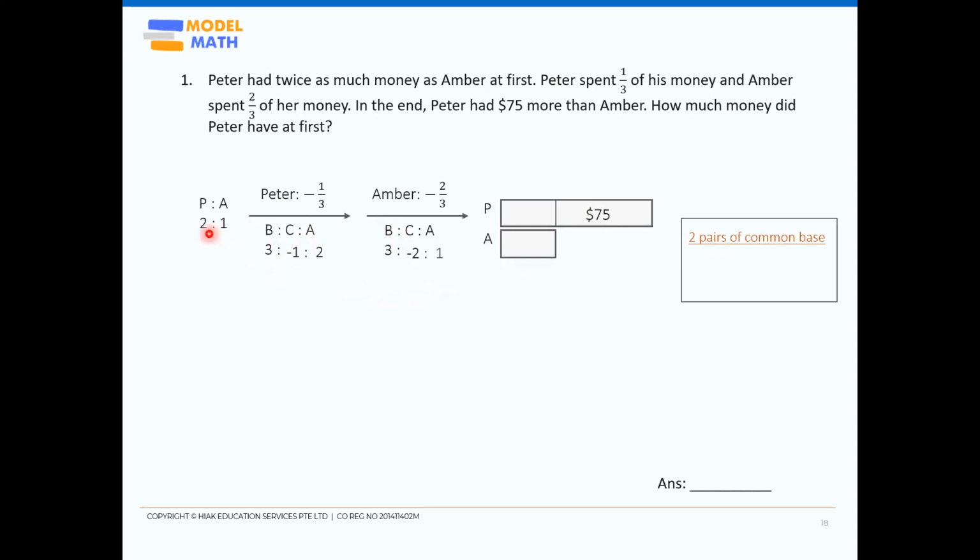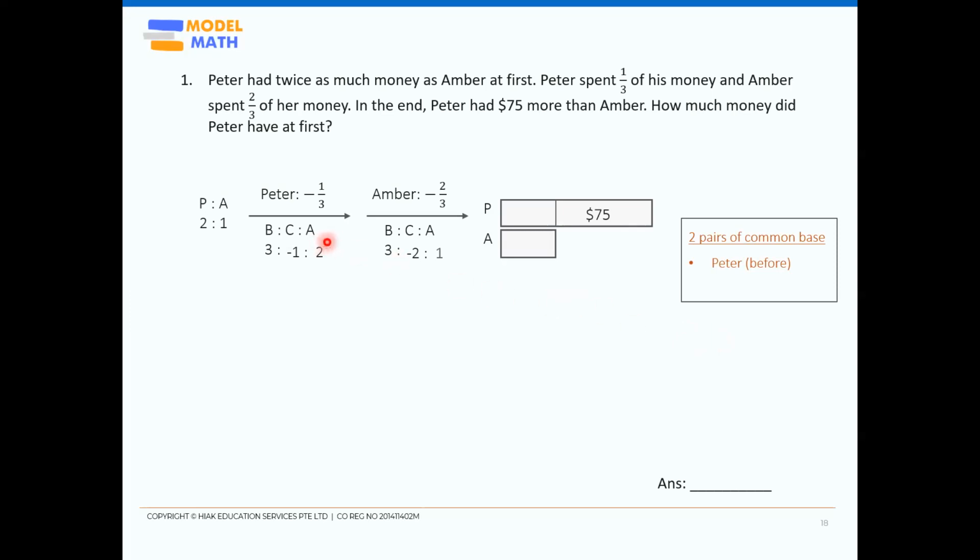So the first pair, usually I'll look at these 2 first. Okay, so notice this is Peter's ratio. And I also have Peter here at the start here. Remember, this is before. Okay, so since this is before, then it must mean that Peter's before will be my first pair of common base. Now, what's the second pair of common base?